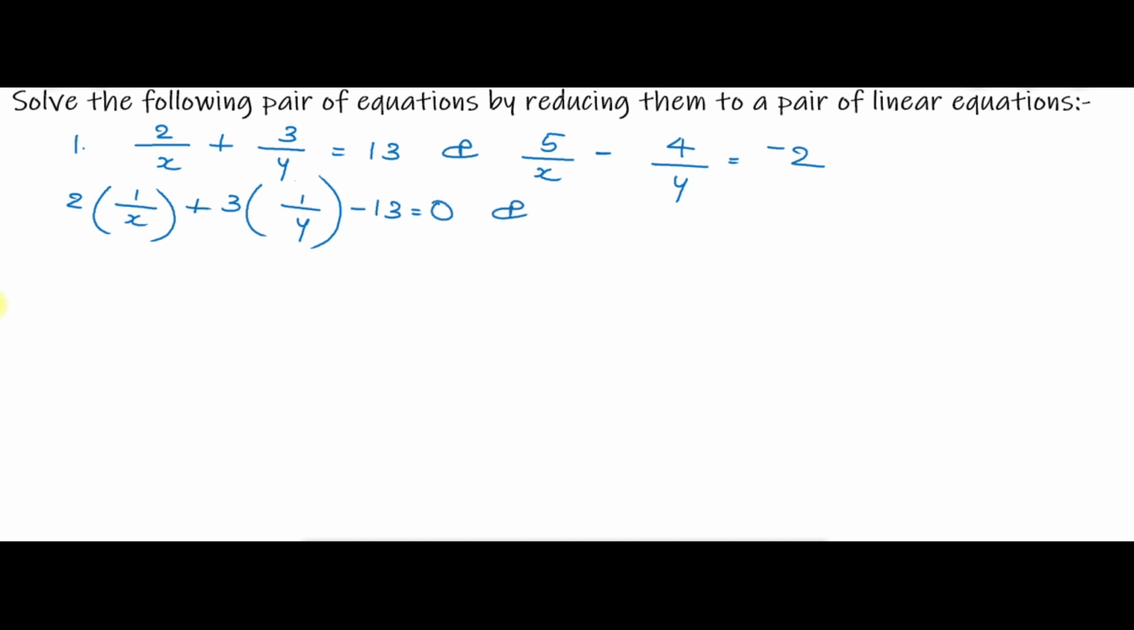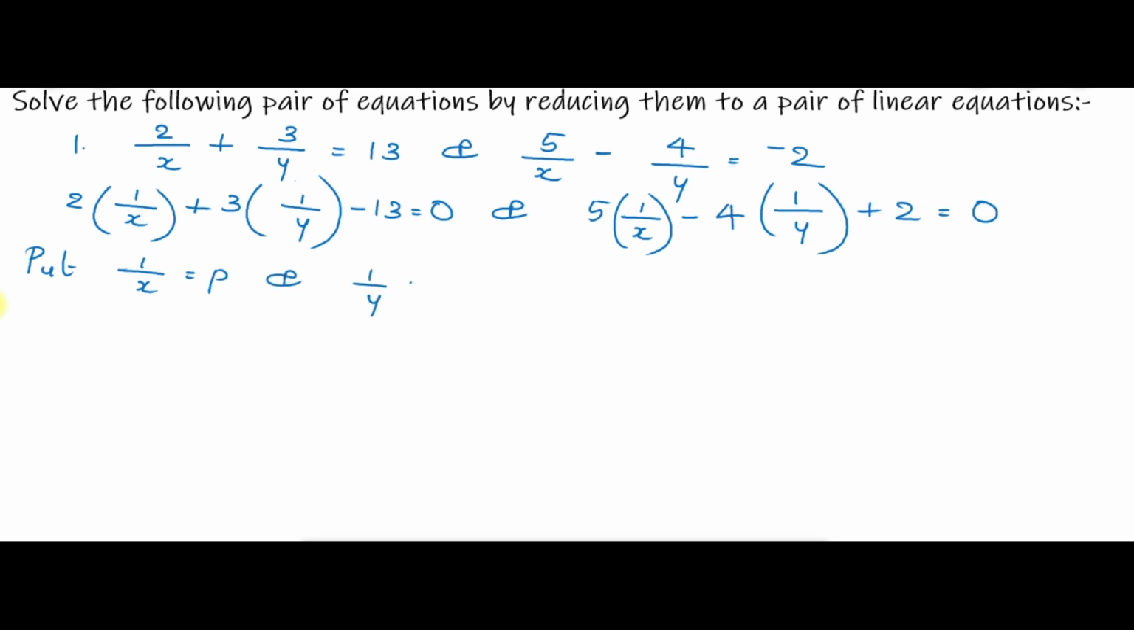Here, 5 into 1 by x minus 4 into 1 by y plus 2 equal to 0. Now these equations are not of the form ax plus by plus c is equal to 0. So you have to put 1 by x is equal to p and 1 by y is equal to q in order to make them in a general format ax plus by plus c is equal to 0.